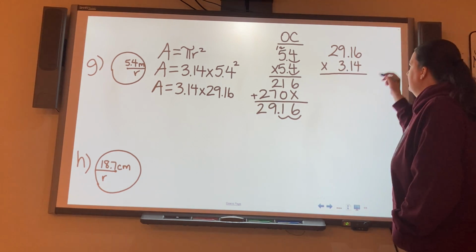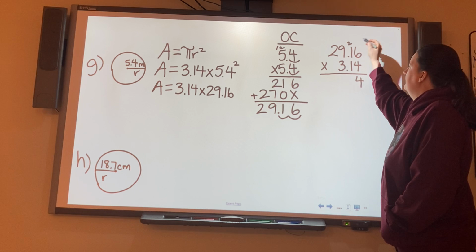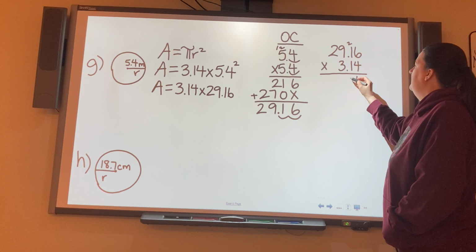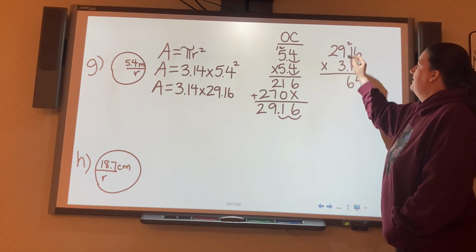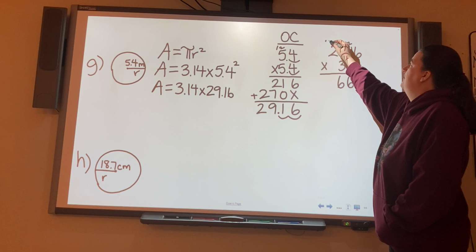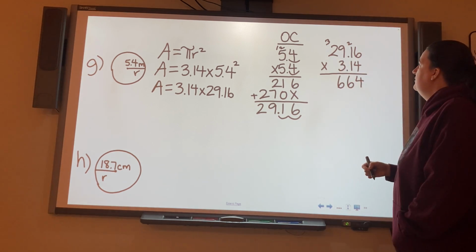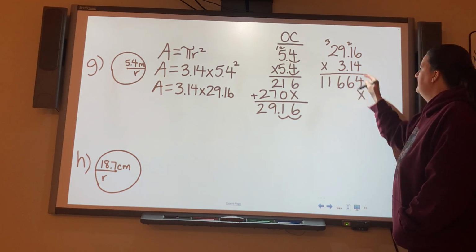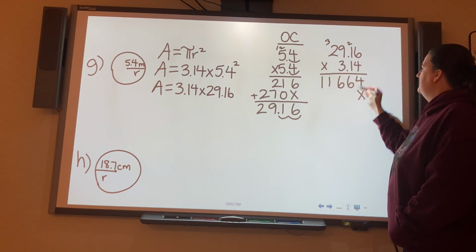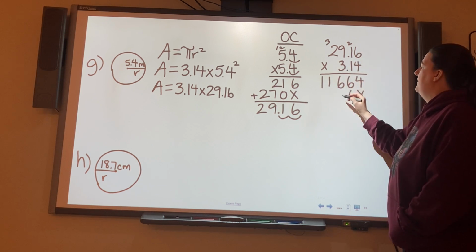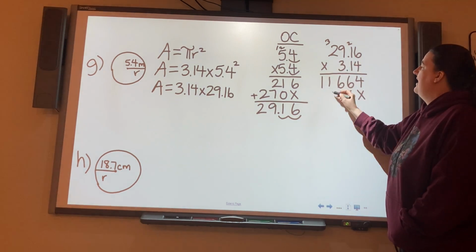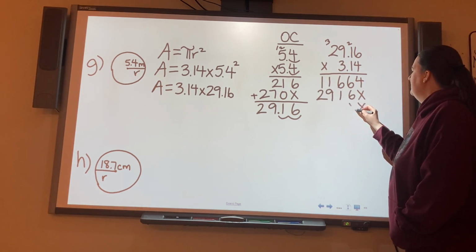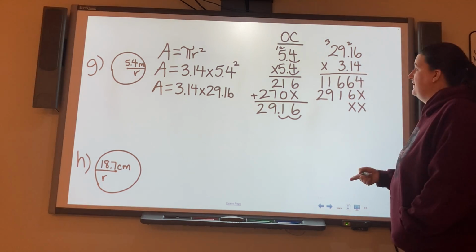4 times 6, 24. Carry your 2. 4 times 1 is 4, plus the 2 that you carried is 6. 4 times 9 is 36. Carry your 3. 4 times 2 is 8, plus the 3 that you carried is 11. Put your x, move to the 1. 1 times 6 is 6. 1 times 1 is 1. 1 times 9 is 9, and 1 times 2 is 2. Put 2 x's and move to the 3.